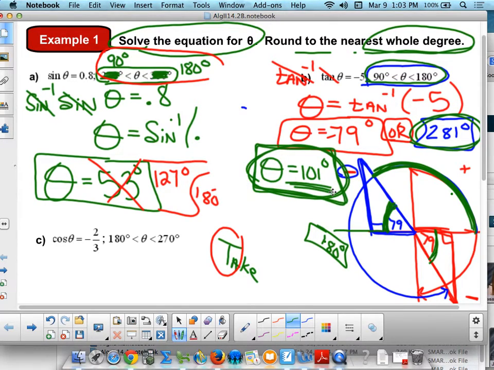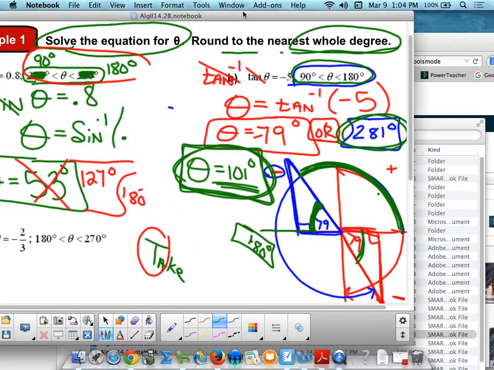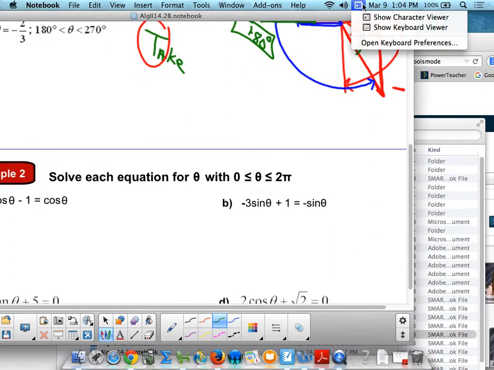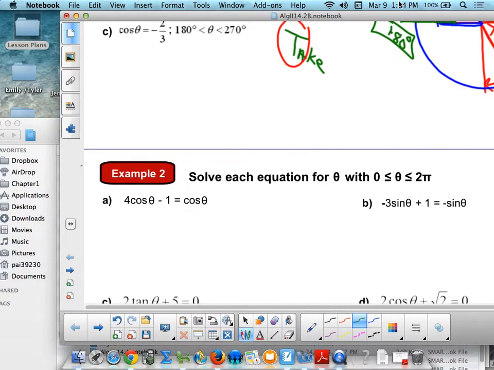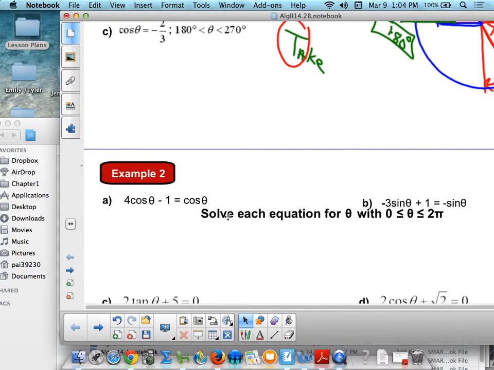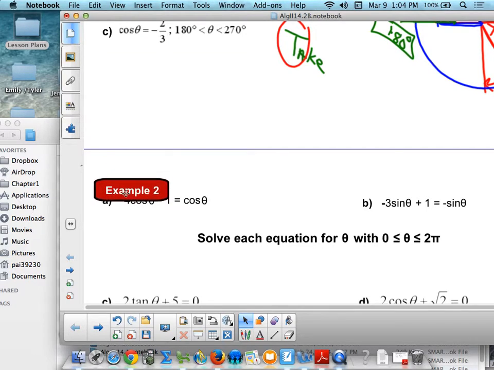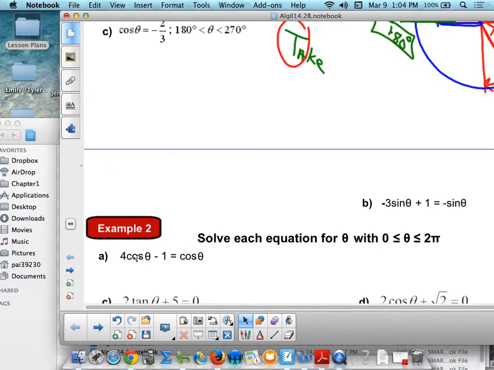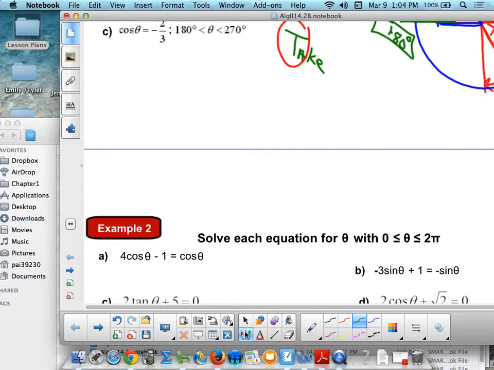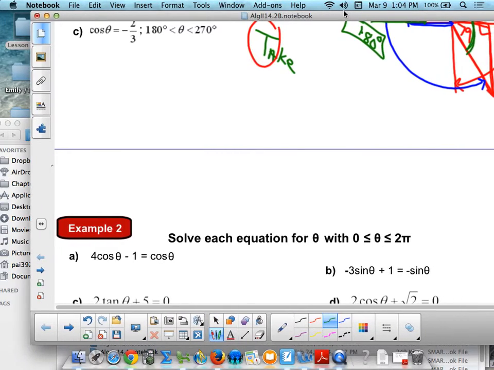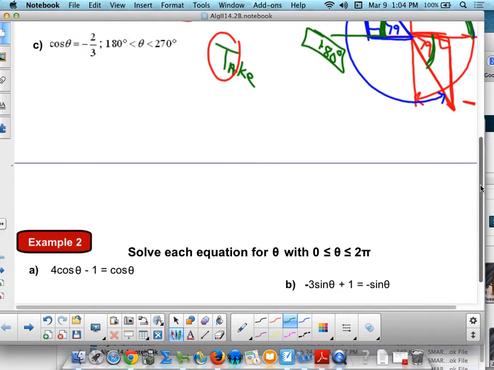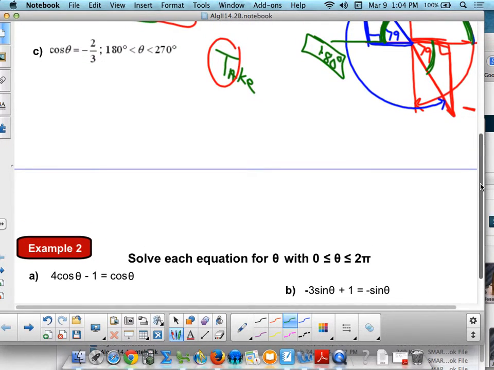All right, we got one more on the top, I guess. Cosine. Get that answer. See if you can get it. Oh, this isn't good. All right, cosine of negative 2/3. Anybody want to just share right now where you think the answers are?